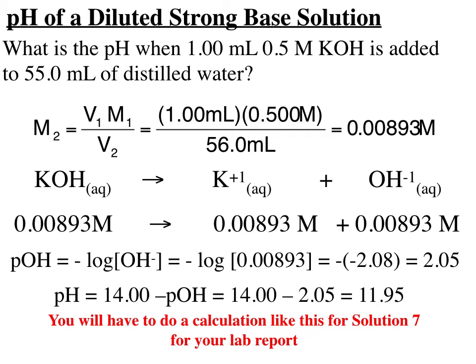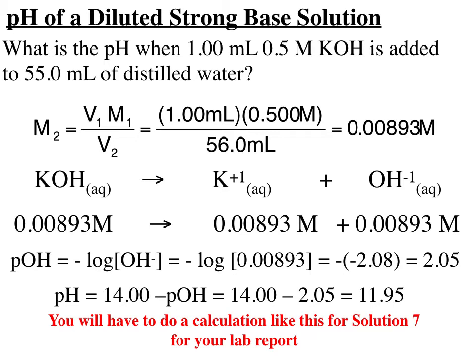Now the question asks for the pH, and also the meter will read the pH. So I have to determine the pH of this solution, and I do that using the relationship that is true for any aqueous solution, and that is that pH plus pOH must equal 14. So if the pOH is 2.05, then the pH must be 14 minus 2.05, and the pH of this solution is 11.95.